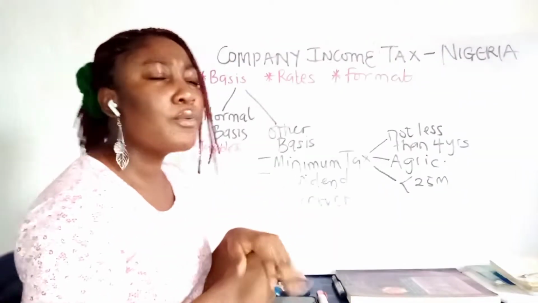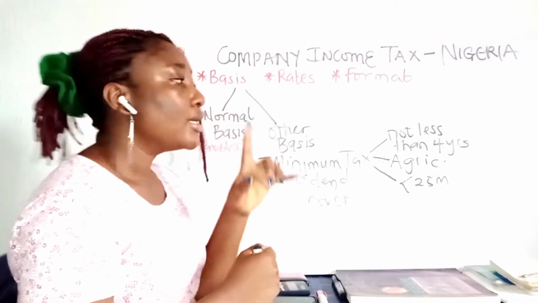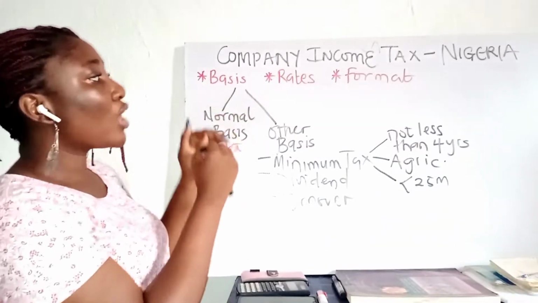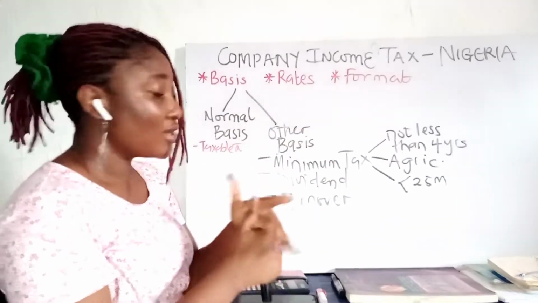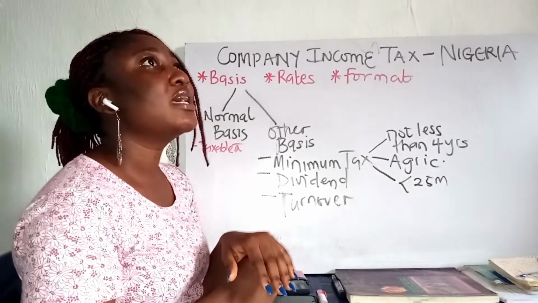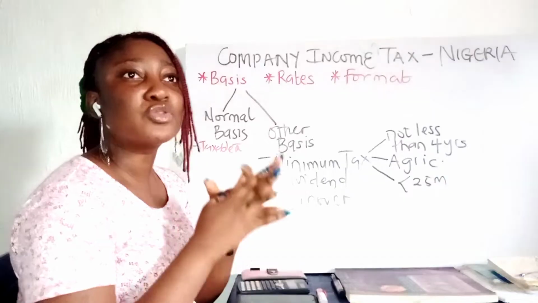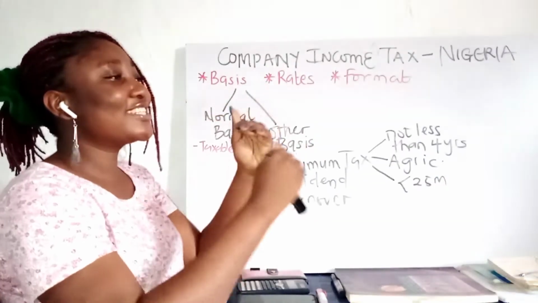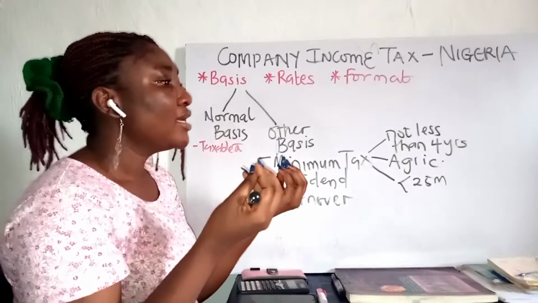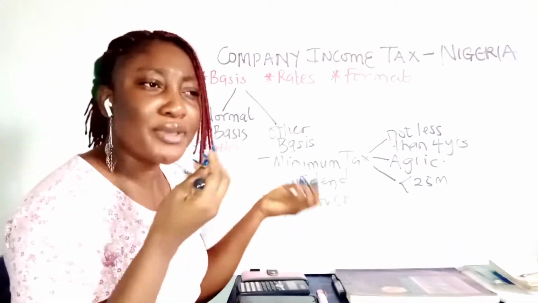Very simple. Why would the tax authority tax the turnover? The normal thing is to tax the taxable profit, right? And I'll show you how to get to the taxable profit when we get to the format. But sometimes some companies will say they made turnover of 200 million, and then by the time they finish netting all their expenses and taking all allowable expenses, maybe the taxable profit is so small compared to their turnover.